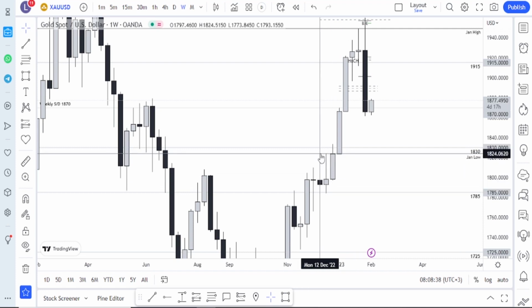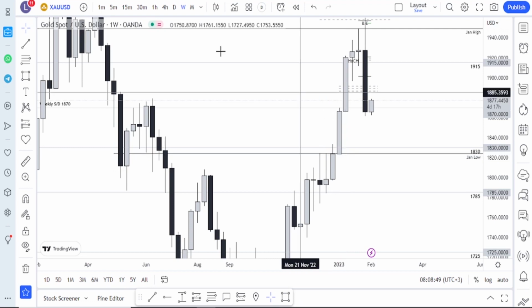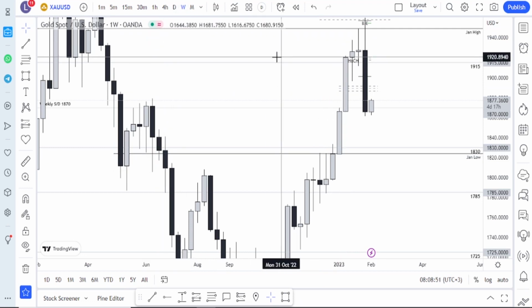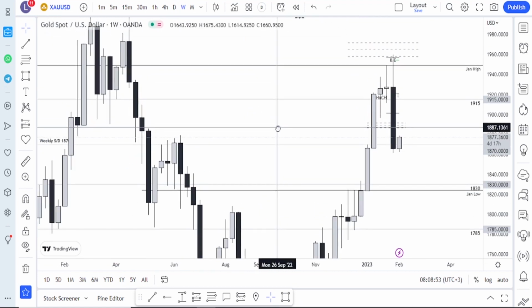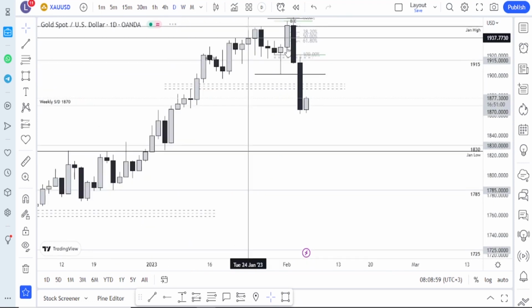the previous bearish candle on this time frame is, and also this is January's low, so there's a lot of volume there. So you can see this is a sell signal on the weekly.